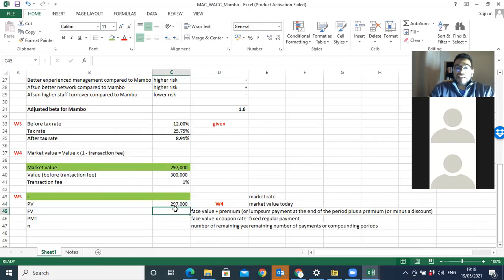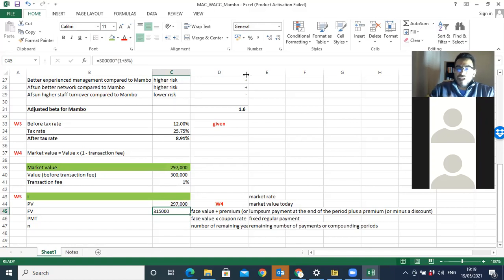Remember, the future value is your face value plus a premium, or your face value minus a discount. They told us it's a 5% premium. So therefore it's face value plus a premium. The easy way to do it is your face value, which is $300,000. Because it's a premium, you just say multiplied by 1 plus 5%.